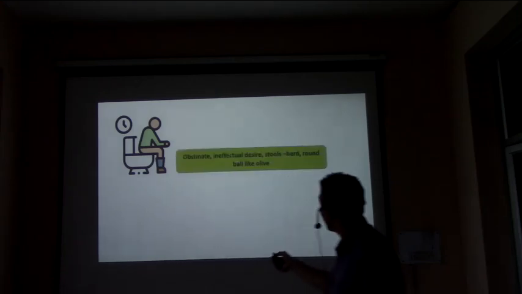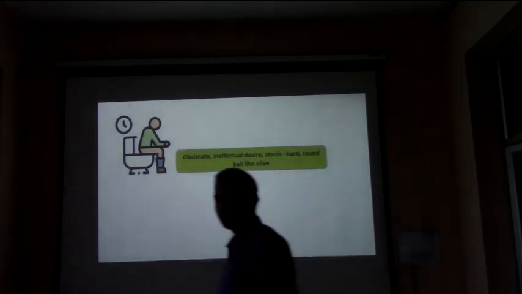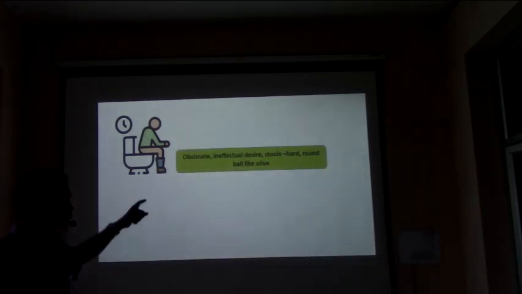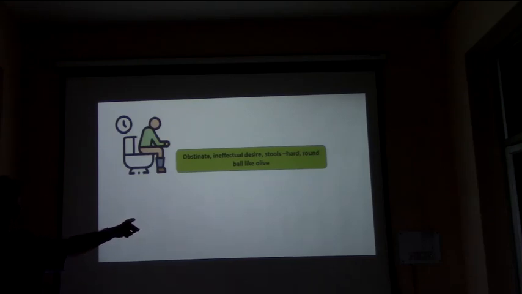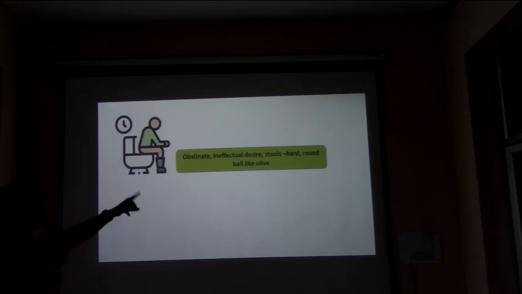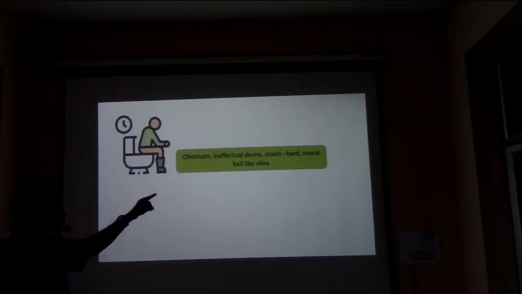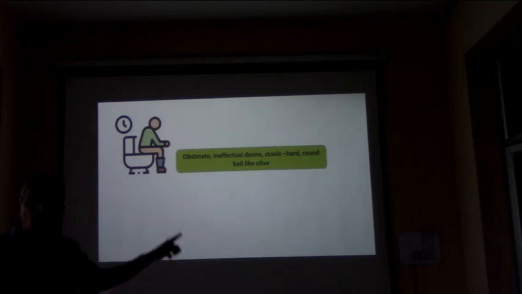So, we'll come back to Asterias Rubens. We'll try to understand what is the kind of constipation, what is the kind of stool you have in Asterias Rubens. So obstinate, ineffectual desire, stools which are hard, round, ball-like, olive. Now what is olive?